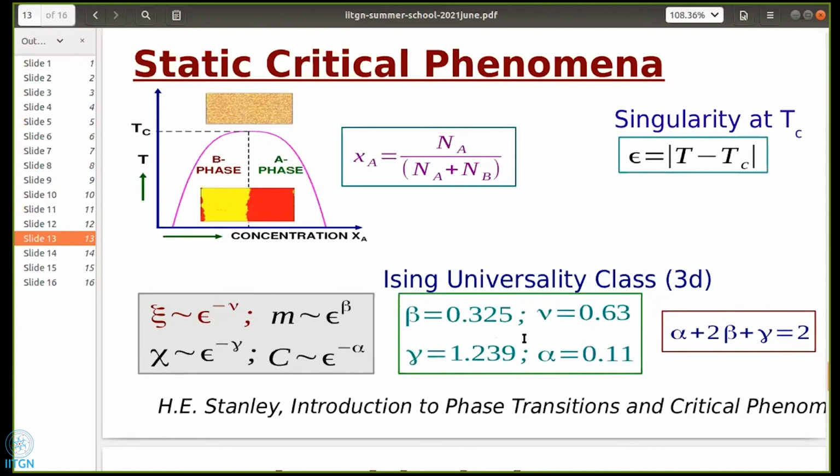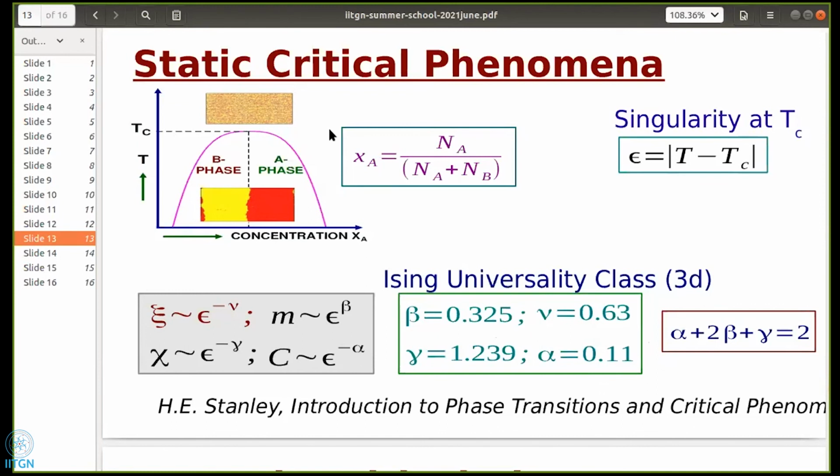And the interesting point here is that all these exponents that you look at are not all independent of each other. There are certain scaling relations, like one example that I show you here. Not all of them are independent; there are some scaling relations which relate them. So these are some of the properties of the static quantities.